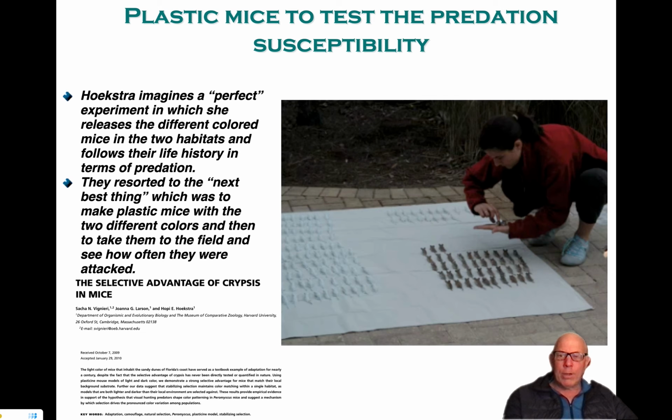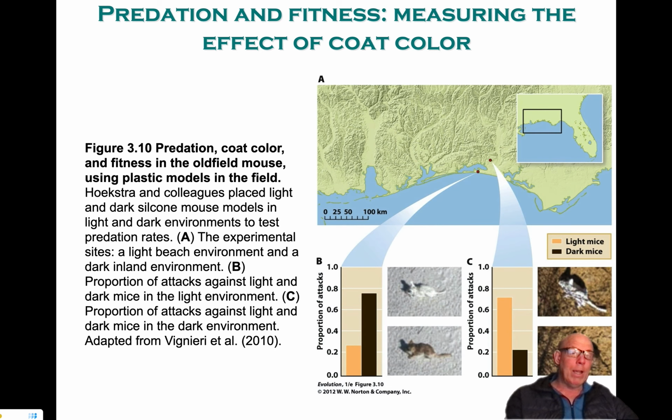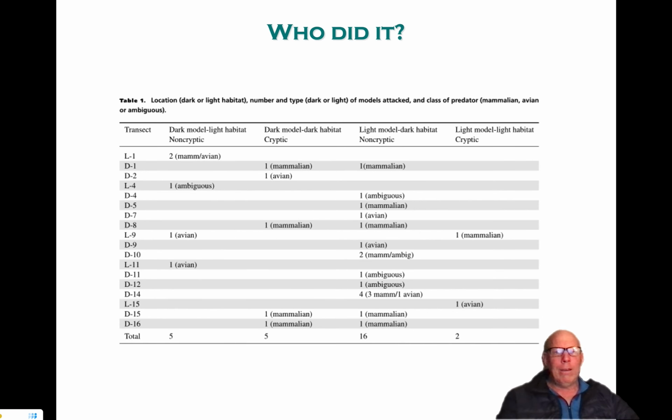In Hopi's case, with her postdoc, I think Sasha, what they did is, first of all, I love the fact that she imagined this perfect experiment, in which she releases the different colored mice into habitats and follows their life history explicitly. But short of being able to do that, they actually made plastic mice that they painted, and then they put them in these various environments, and then they were able to have records. They could actually see which of the mice were attacked, and you can see in the graph at the bottom, interestingly, the proportion of attacks on the light-colored background. The light plastic mice are attacked much less frequently, and then the inverse in the dark environment. And not only that, but they can actually say something about who the predator was based on whether or not there were talon marks or teeth marks or this kind of thing.